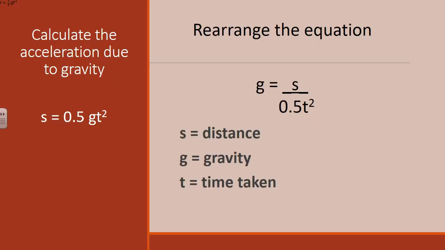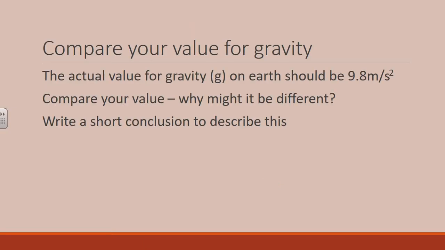We're then going to use a different kind of equation just to have a go at calculating the acceleration due to gravity. So this equation here, S equals 0.5 g t squared, can be rearranged to give us the acceleration due to gravity. So S is your distance that you have measured. T, as I say, is your mean time or average time taken, which you will square and then you will half.